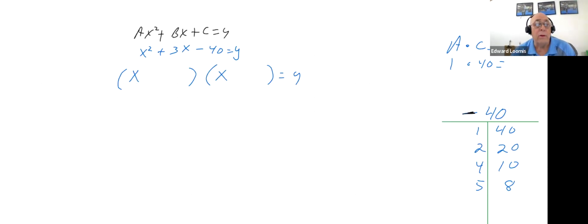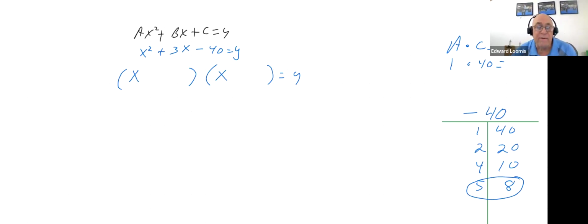So I want to know what two numbers will multiply to give me 40, but when I subtract, they give me 3. And there's only one that will fit that bill, okay? Because remember, anything in this T-chart will multiply to be 40, but if I subtract, 40 minus 1 is 39, 20 minus 2 is 18, 10 minus 4 is 6, 8 minus 5 is 3. The only one that will multiply to give me 40 and subtract to give me 3 is 5 and 8.